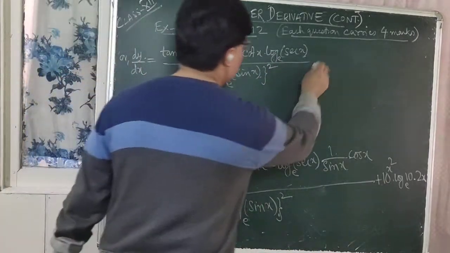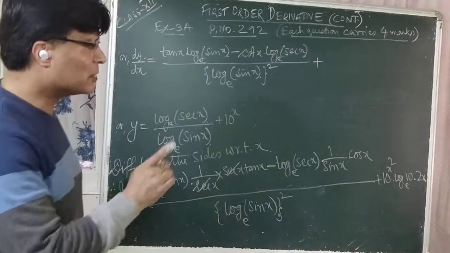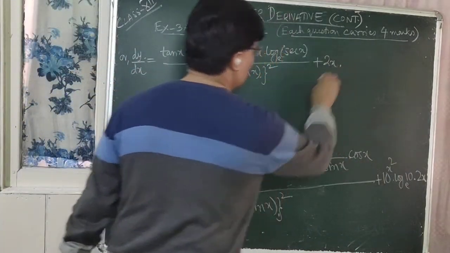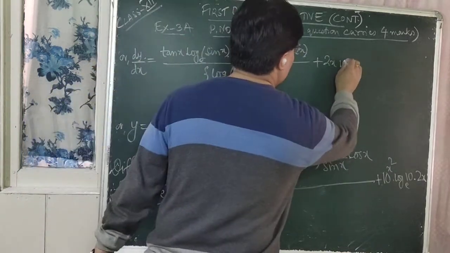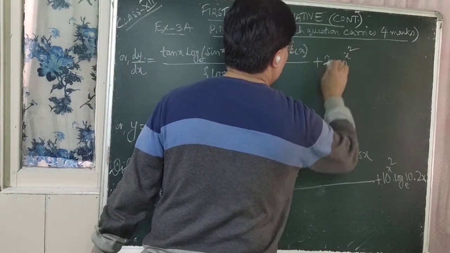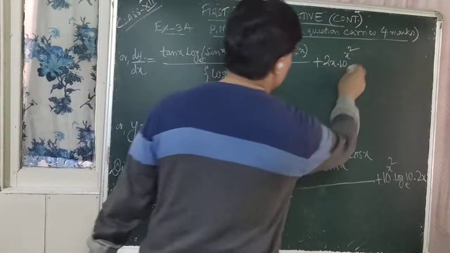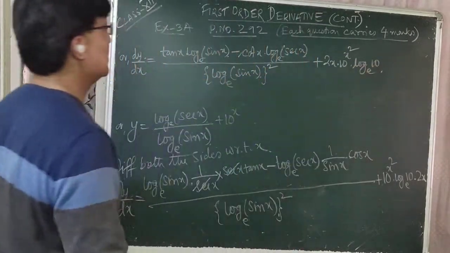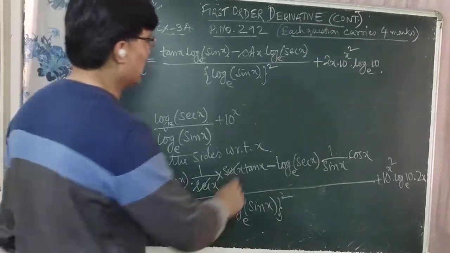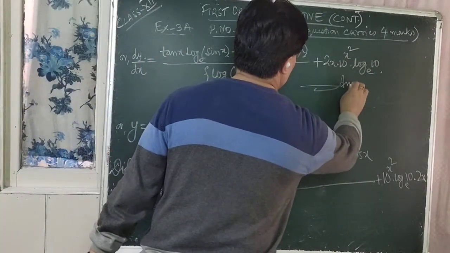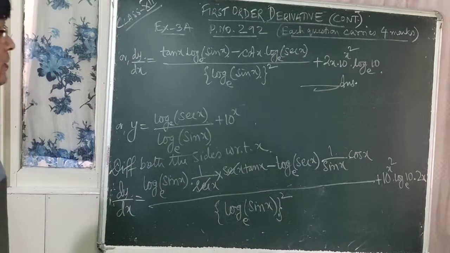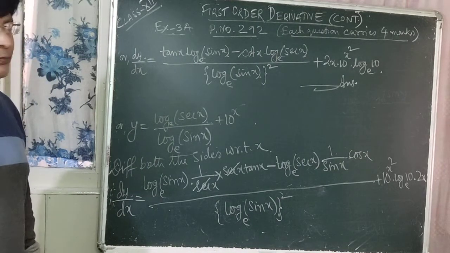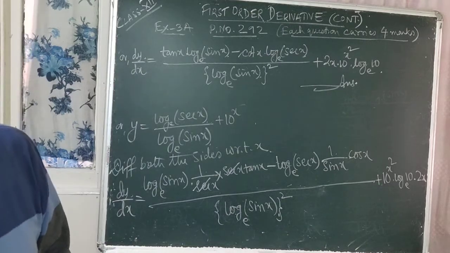Plus, what is the second term out here? Let us write 2x first. So 2x into 10 to the power x square into log 10 base e. So this is the final answer. So I think you have understood it also. So you can revise it at home. Okay. So we'll do the next question.